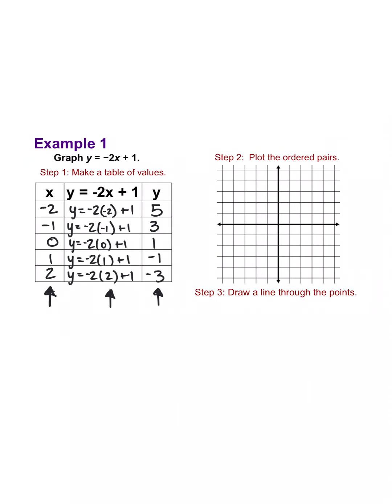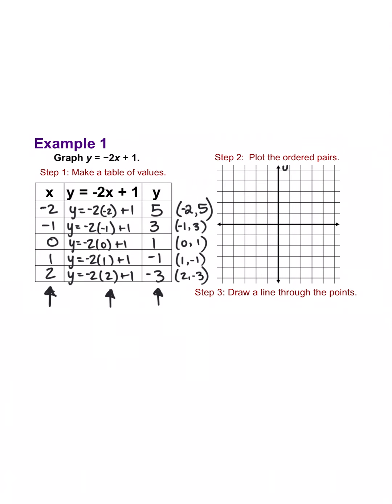Okay, so next we want to write our ordered pairs so we can plot them. So remember, an ordered pair is in parentheses and you put your x value first, which in this row here is negative 2, and our y value is positive 5. So we can do that for all of our rows. So here are all of our ordered pairs from our table of values, and then we can plot them.